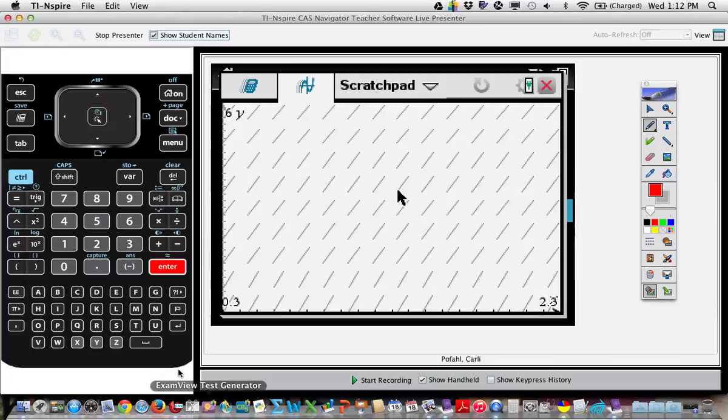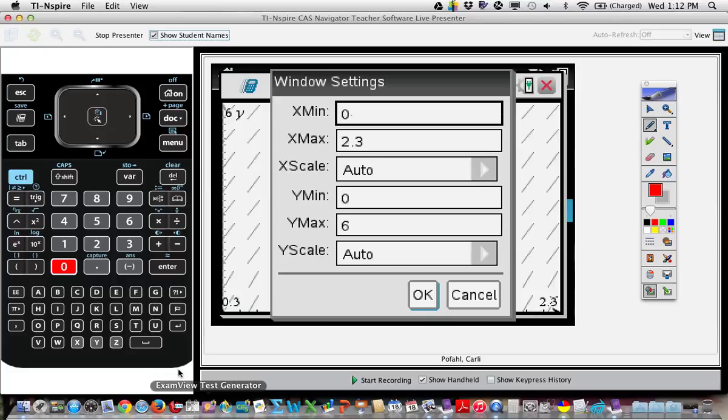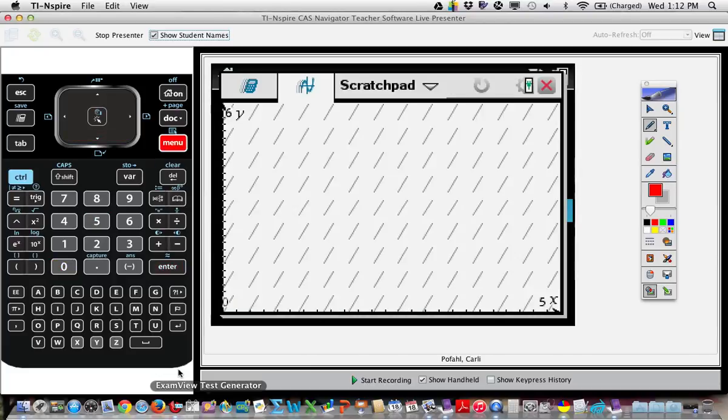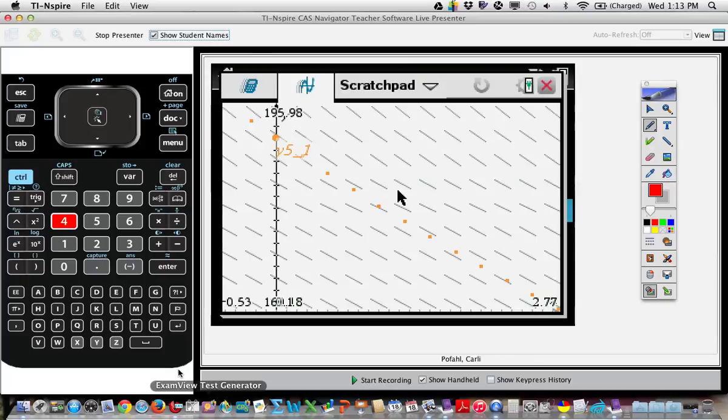Now, here we notice that we can't see it. So let's change our window. We need to go 0 to 5. In the other class, Zoom Fit worked kind of good here. So if you go 0 to 5 and do a Zoom Fit, this actually worked out pretty well for us. Yeah, there they are.